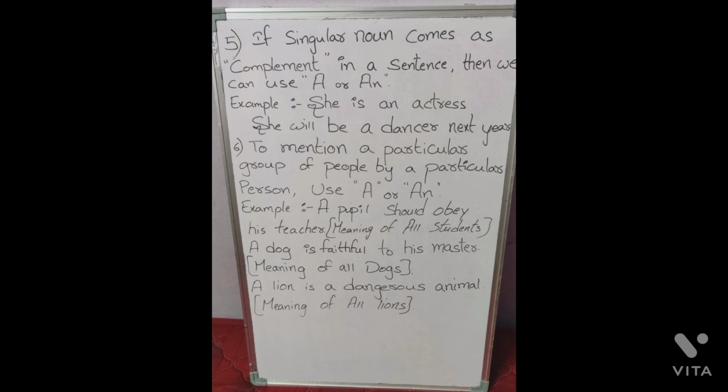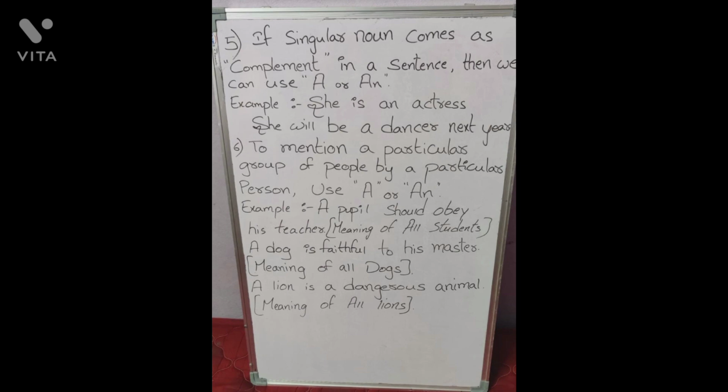Next, to refer to a particular group of people or a particular person, we can also use a and an. Okay, for a particular group we can use a or an article in the sentence. For example, a people should obey his teacher. Here the meaning is for all students, right? The sentence is saying it's for all the students. So we can use a or an for a particular person or a particular group.